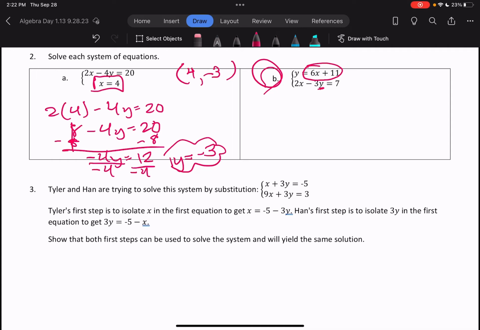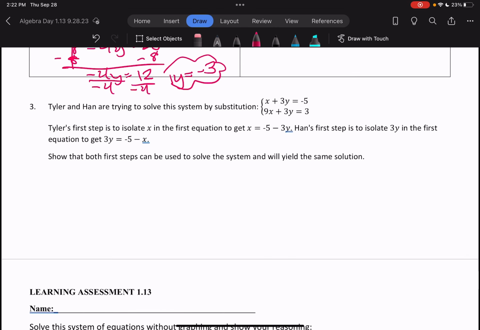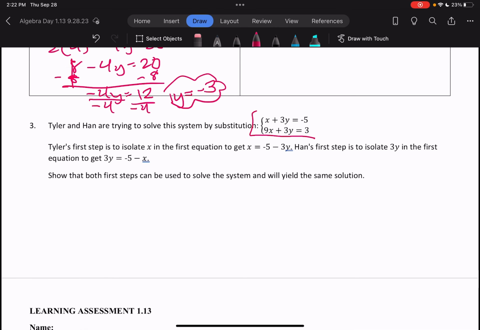You can do it. Number 3. Tyler and Han are trying to solve this system by substitution. So they're trying to solve this right here. Tyler's first step is to isolate x in the first equation and get x equals negative 5 minus 3y. So he said x plus 3y equals negative 5. I want x by itself, so I'm going to subtract 3y from both sides. And gets x equals negative 5 minus 3y, or negative 3y minus 5, however you want to do it.